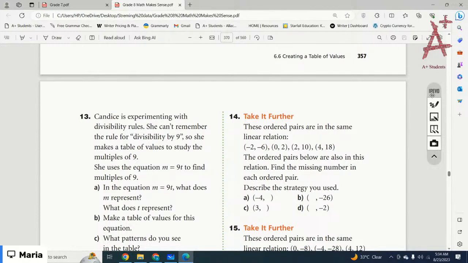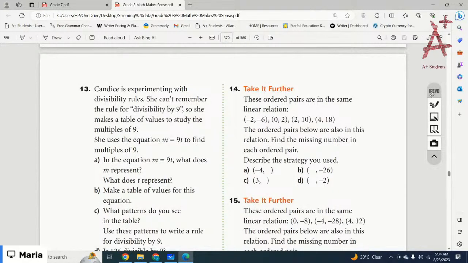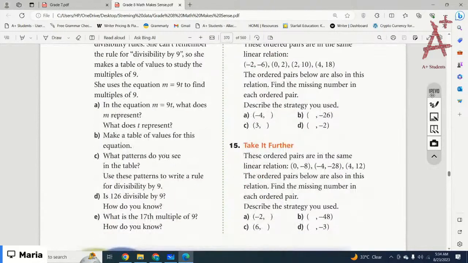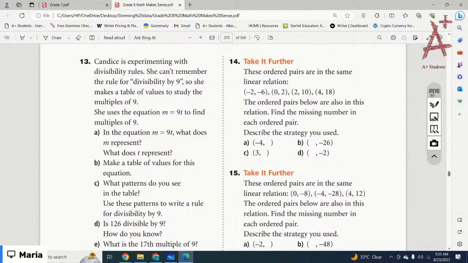Make a table of values for this equation. What pattern do you see in the table? Use the pattern to write a rule for divisibility by 9.